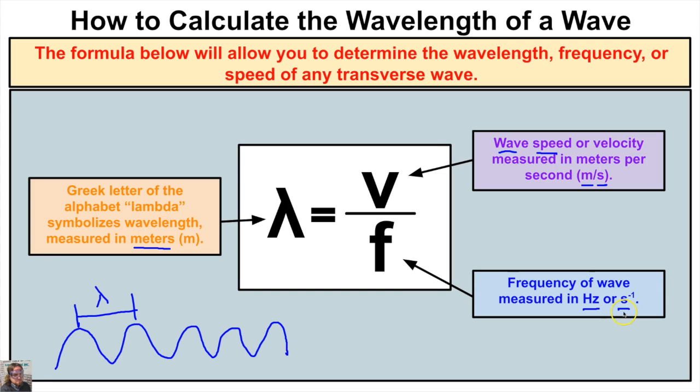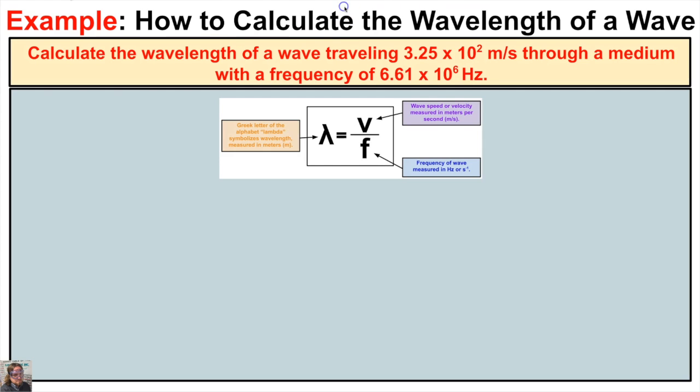And so we can use this formula here to not only figure out the wavelength of the wave, we can also use this formula to determine the wave speed of the wave and the frequency of the wave. So let's go ahead and use this formula first to learn how to determine the wavelength of a wave. In this example, it says to calculate the wavelength of a wave traveling 3.25 times 10 to the second meters per second through a medium with a frequency of 6.61 times 10 to the 6 hertz.